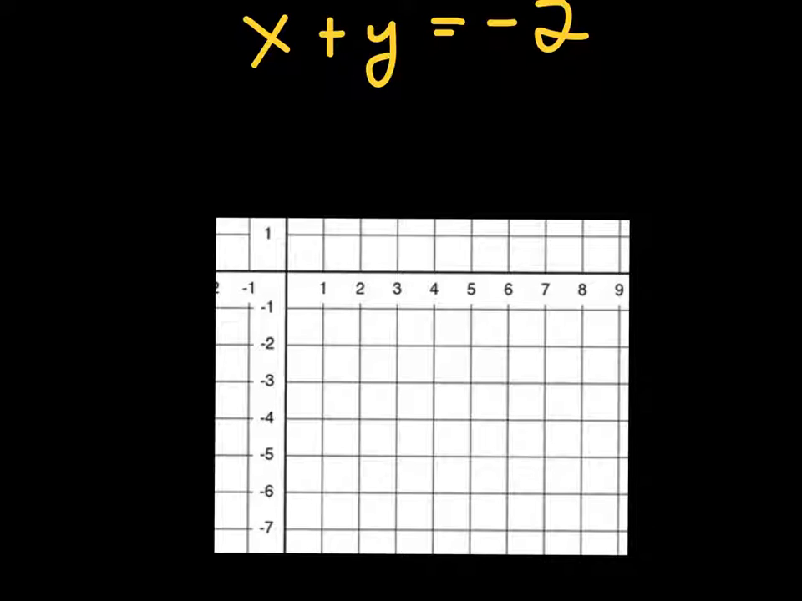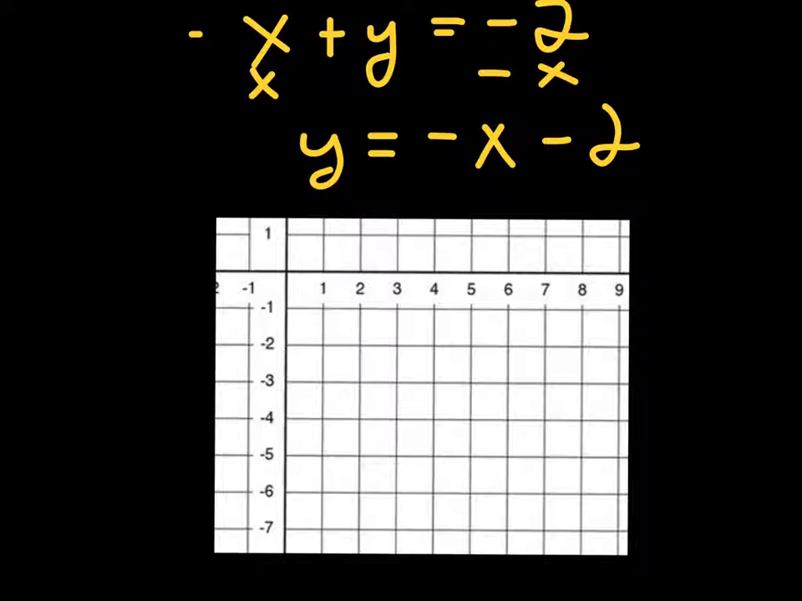Alrighty, let's see what you did here. First thing you need to do is get this into y equals mx plus b. So to do that, you need to subtract x from both sides to get y by itself. And you should be left with y equals negative x minus 2.